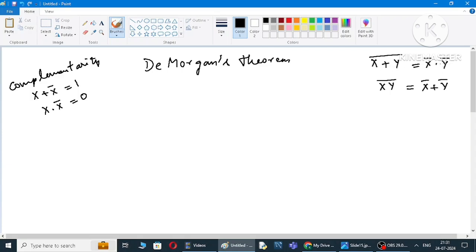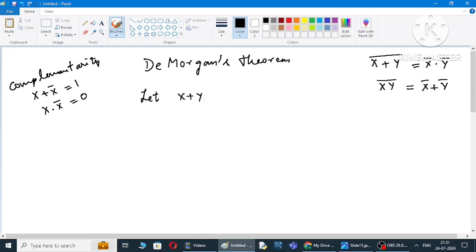If you have to prove that this is the complement of this, you have to prove that x plus y added with its complement is 1. Then you should also prove that x plus y multiplied with its complement is 0. If you prove that, then obviously it is understood that this is proved. So how do you start the proof of this?